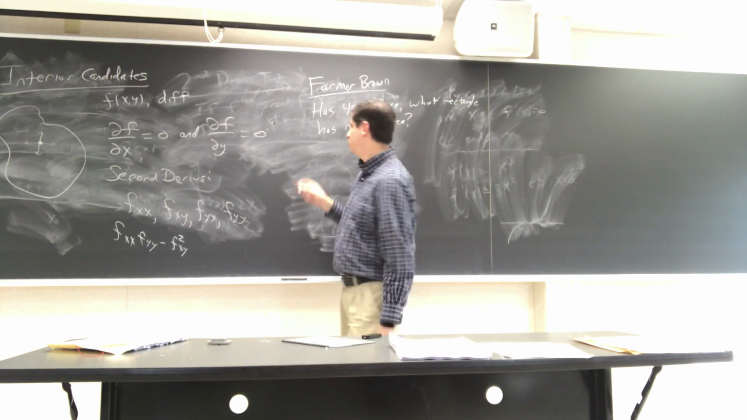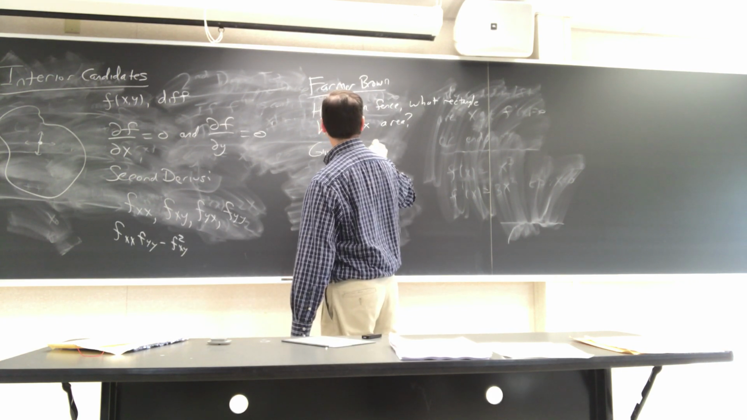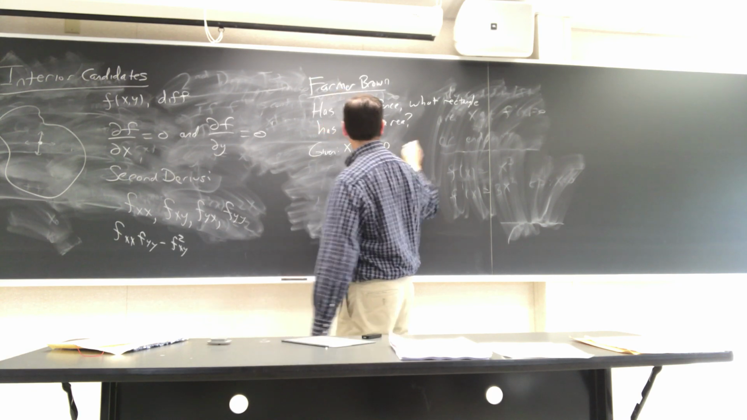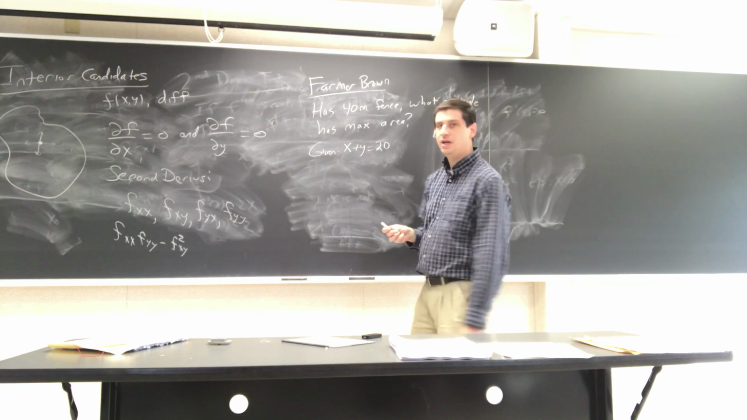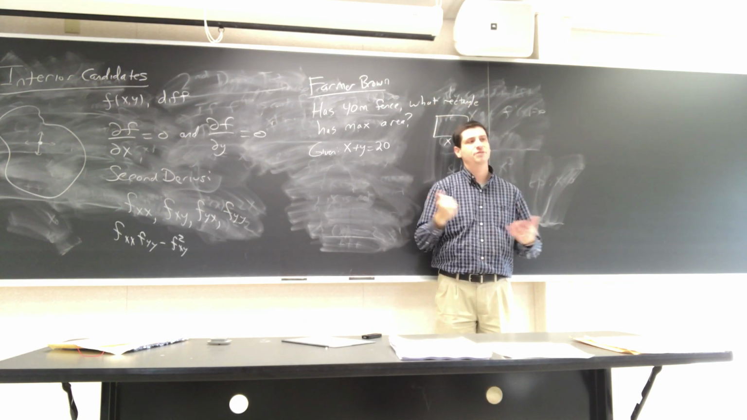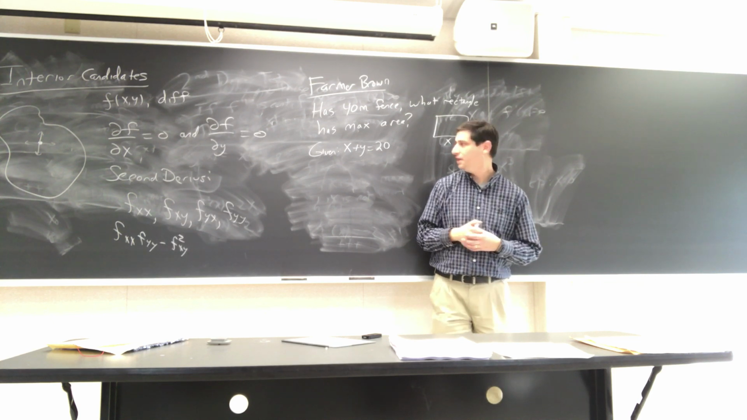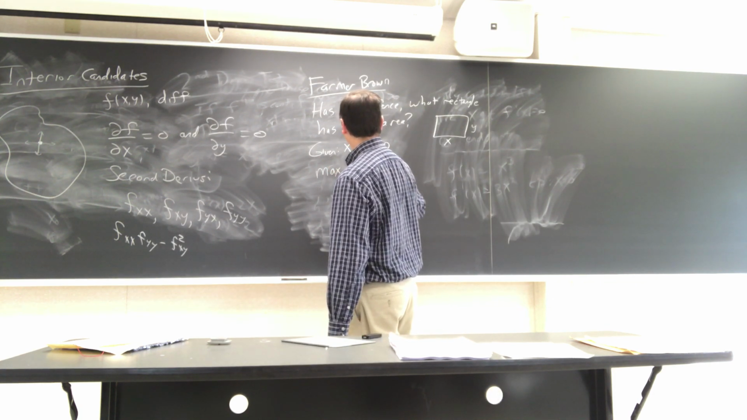So let's write down what goes on. The given is x plus y equals 20. You always draw a picture. Here's x, here's y. Because if the whole perimeter is 40, then half the perimeter is 20. So we're given that, and we want to maximize x times y.